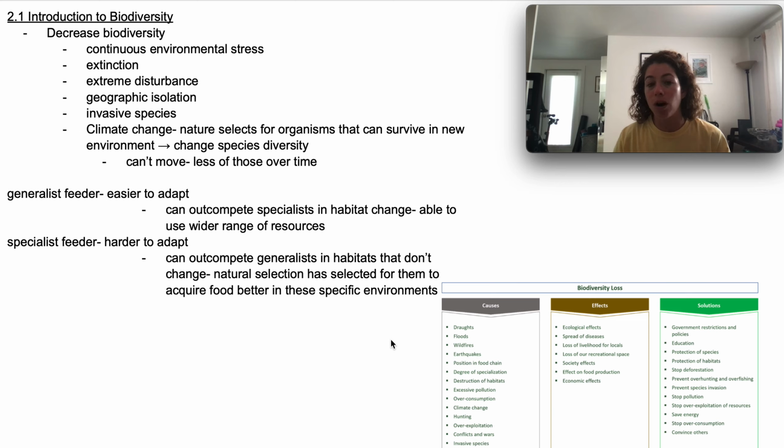So we're selecting for more generalist species. Overall, generalist feeder species are able to adapt more. They have a wide variety of food sources that they can eat from. So they're able to outcompete specialists during habitat change, during climate change, during all of these environmental stressors. So whenever you have these types of disruptions that will decrease biodiversity, you're going to end up with more generalists, because they can feed on a wide variety of resources, and fewer specialists, which have a harder time adapting because they require specific resources in order to survive.